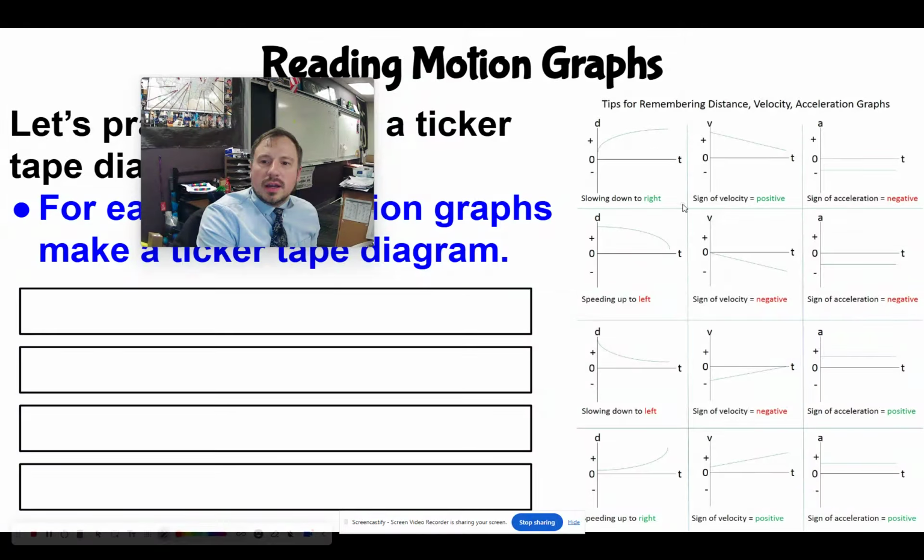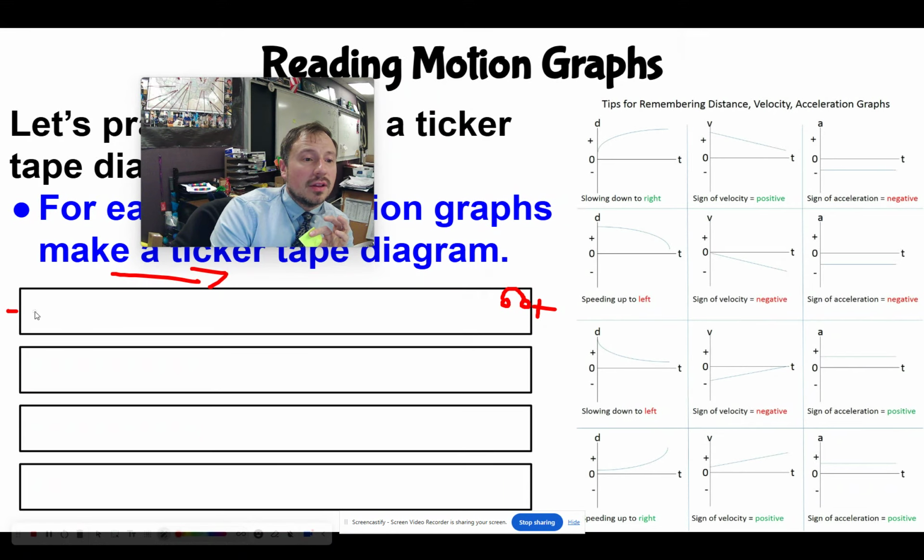So it's slowing down to the right, sign of velocity is positive, sign of acceleration is negative. So imagine here, I'll draw a little car. It's moving to the right, here's positive, here's negative, so that means it's moving in this direction. So I'll draw the little car over here, and I'll just draw the wheels. Great. So this is what it's going to look like.